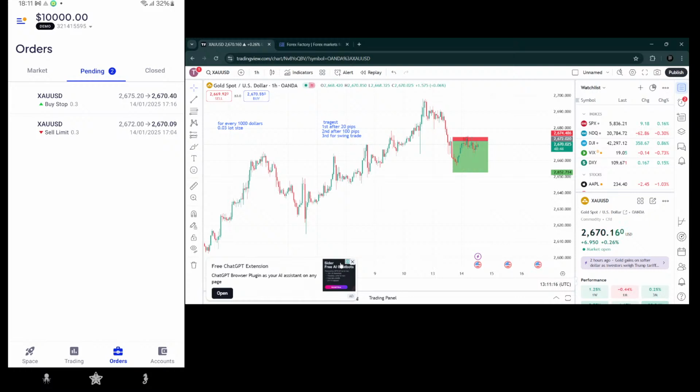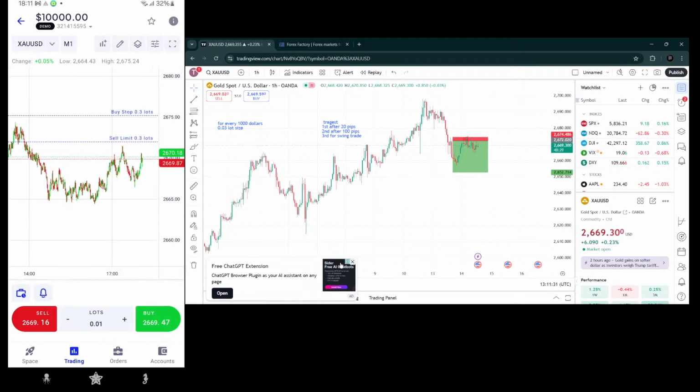So the market is on 2670, very close to our entry point. After 19 minutes, the news is coming, and the market will go in one direction.